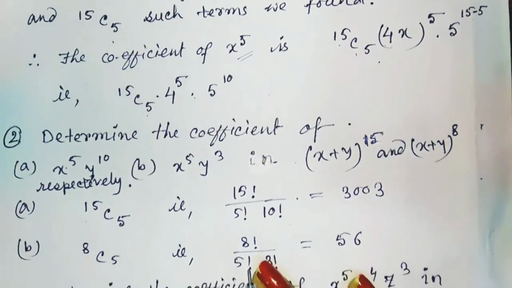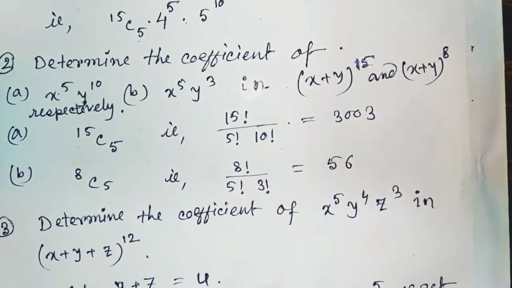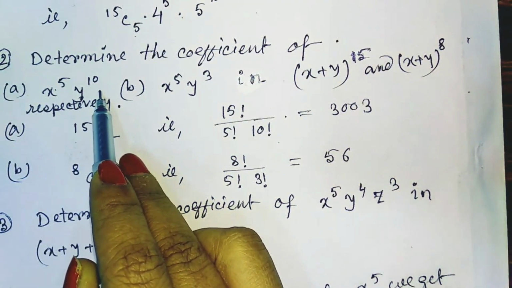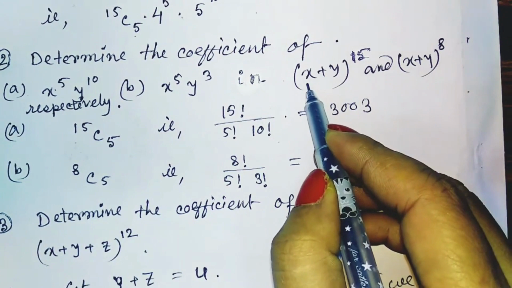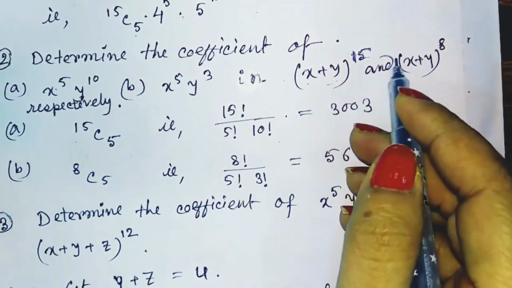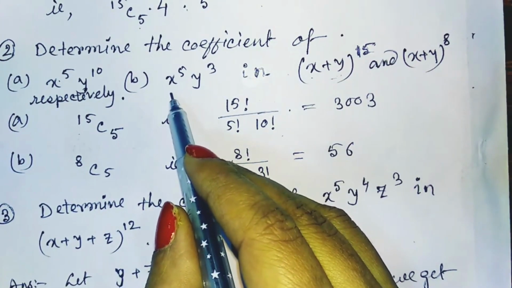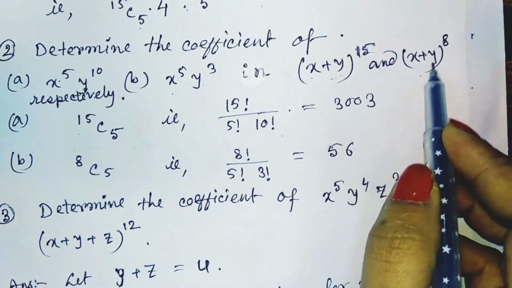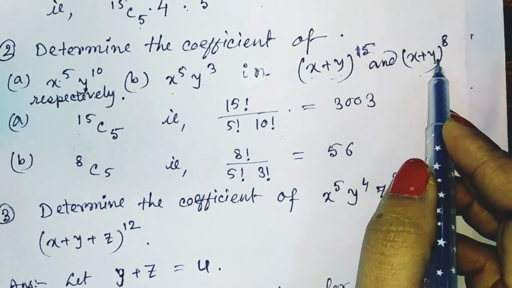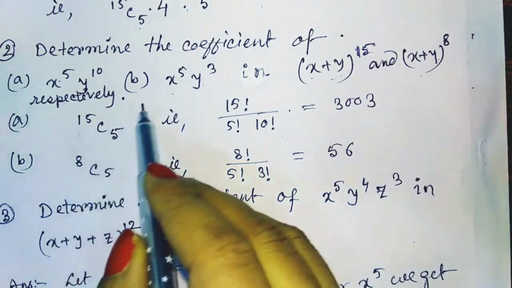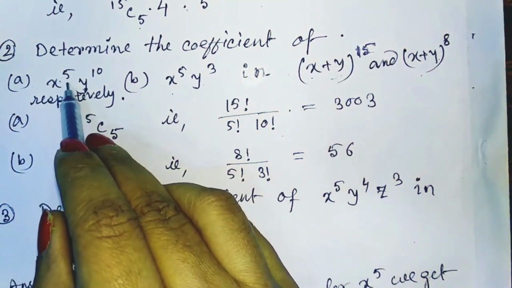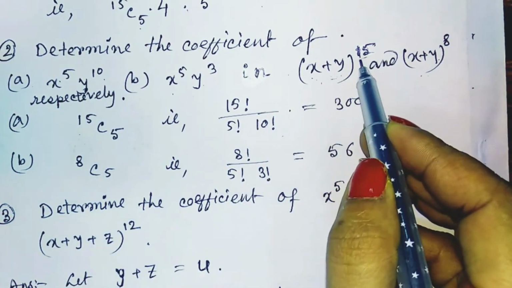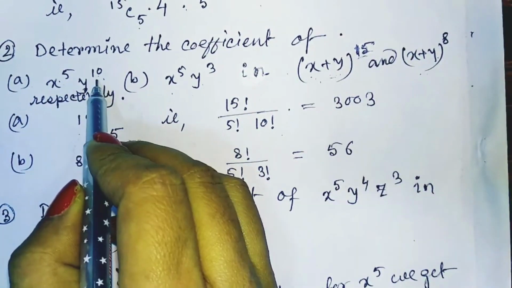Similarly, one more problem is given. Determine the coefficient of x^5 y^10 in the expression (x + y)^15, and find the coefficient of x^5 y^3 in the expression (x + y)^8. Now for x^5 y^10, the expression is (x + y)^15. So 15 means 10 plus 5, 15 total.